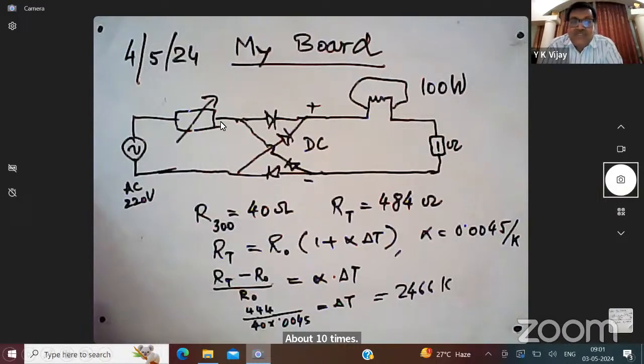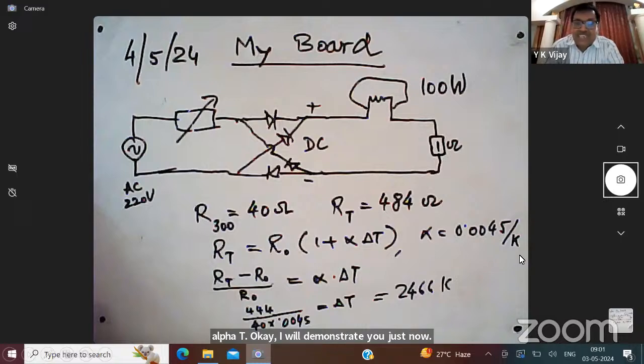When the current flows in this bulb, it gets heated up and the resistance changes. So when you measure the voltage here and voltage here, that gives you the value of the resistance. So this is the reason. RT equals R0 (1 plus alpha T). I will demonstrate it just now.